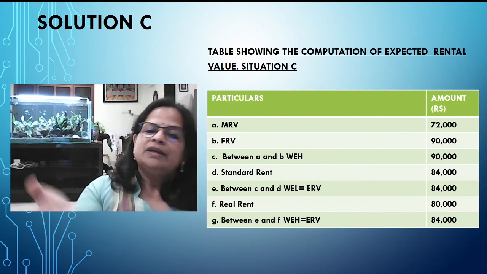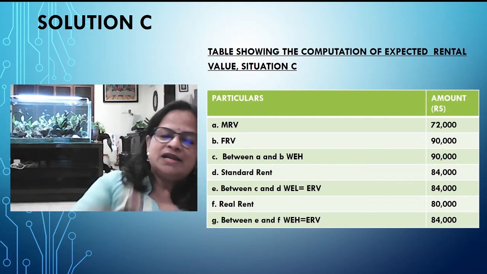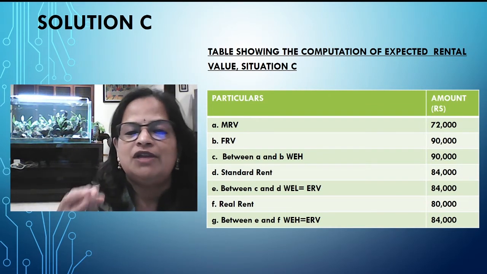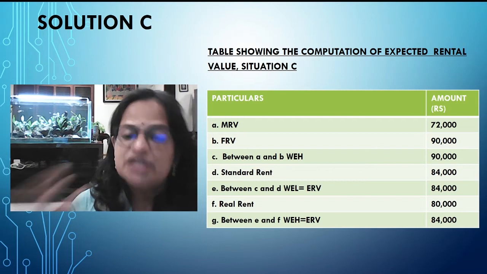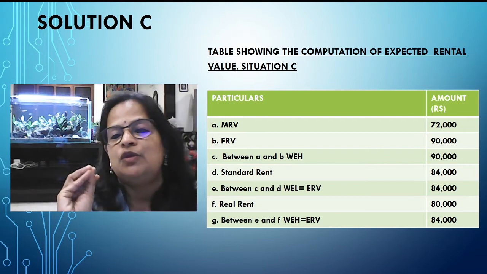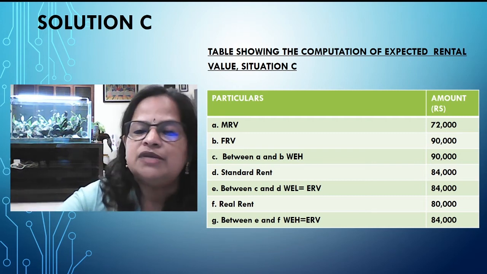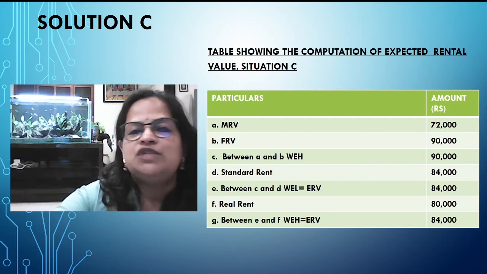Now we are comparing with the real rent. When real rent is there, one more clarification to specify which value is the expected rental value. Real rent is 80,000. Whichever is high will be the expected rental value. Comparison is between 84,000 and 80,000. So the expected rental value is 84,000.